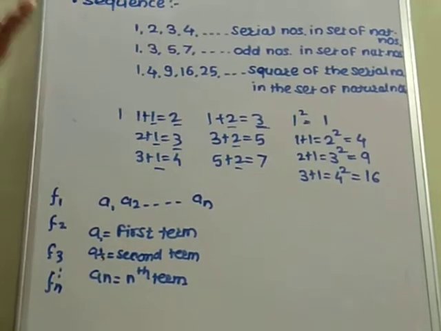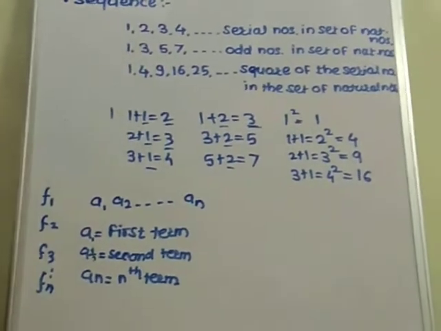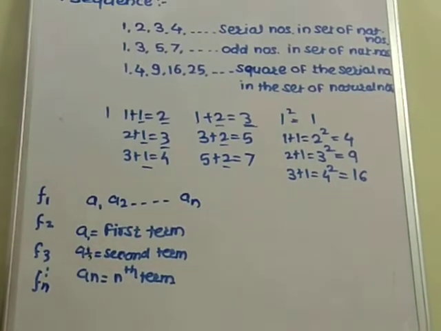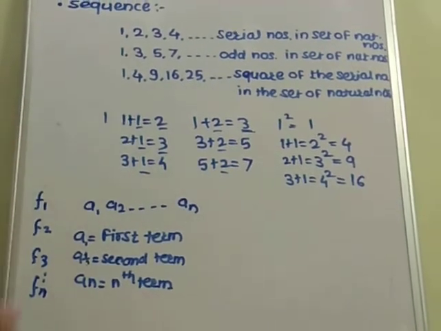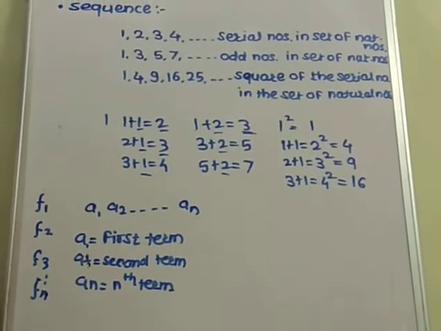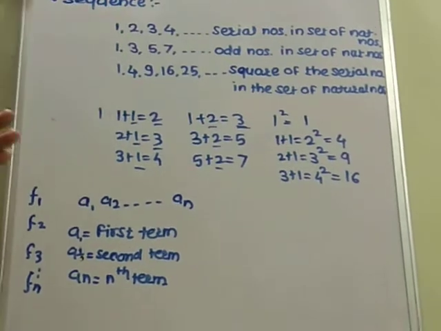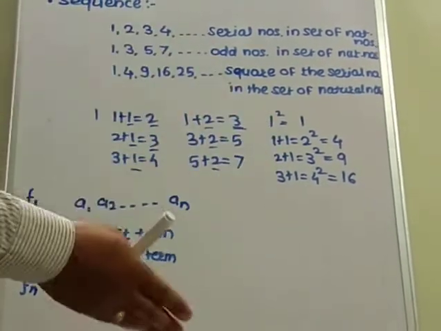How many numbers are there? So many numbers, or of course fewer. That means A1, A2, A3 up to A10. In another example, A1, A2 up to A100. In another example, up to A700. That means up to An.